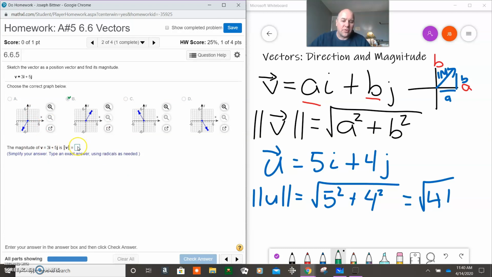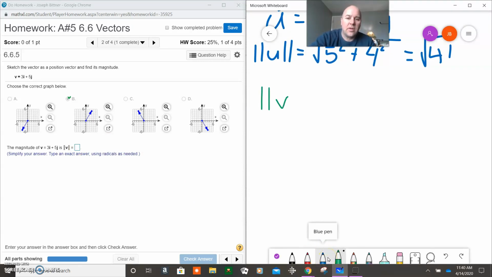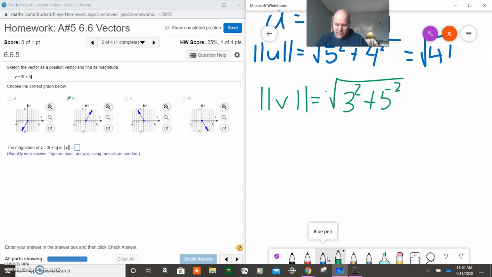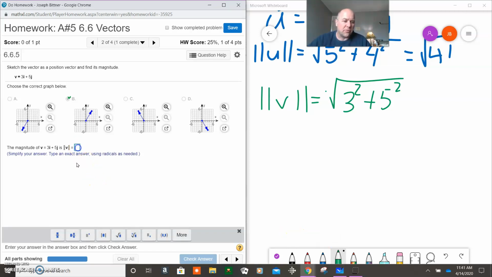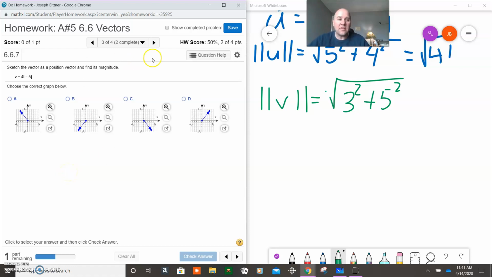What's the magnitude? Well, again, what we're looking for with the magnitude, just here, let me get some more room. The magnitude is just the square root of 3 squared plus 5 squared. And again, I don't believe they want you to simplify things, so I'm going to keep it as 3 squared plus 5 squared. I got 34, so the square root of 34, go in here, square root of 34, check answer, perfect. And then that's it.